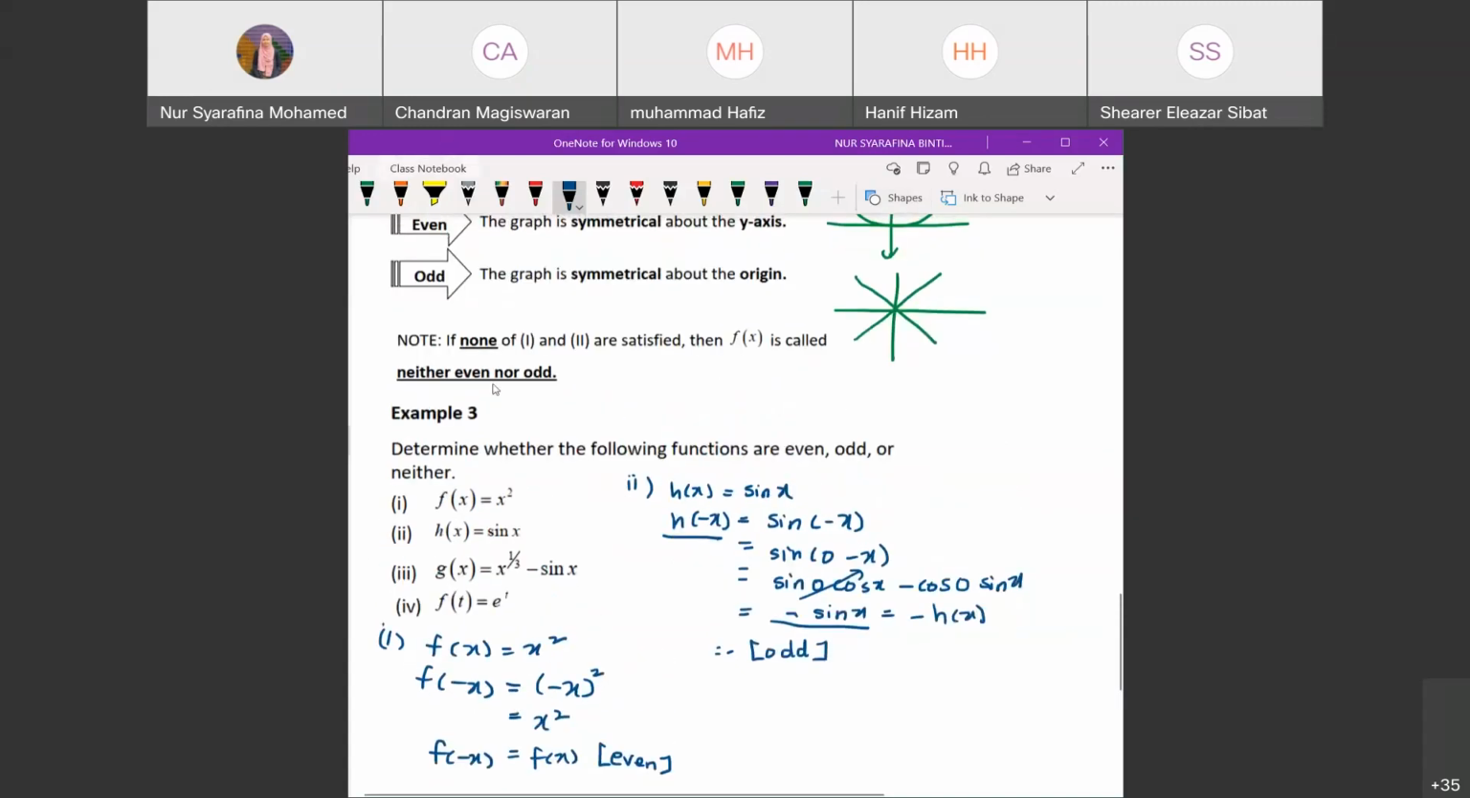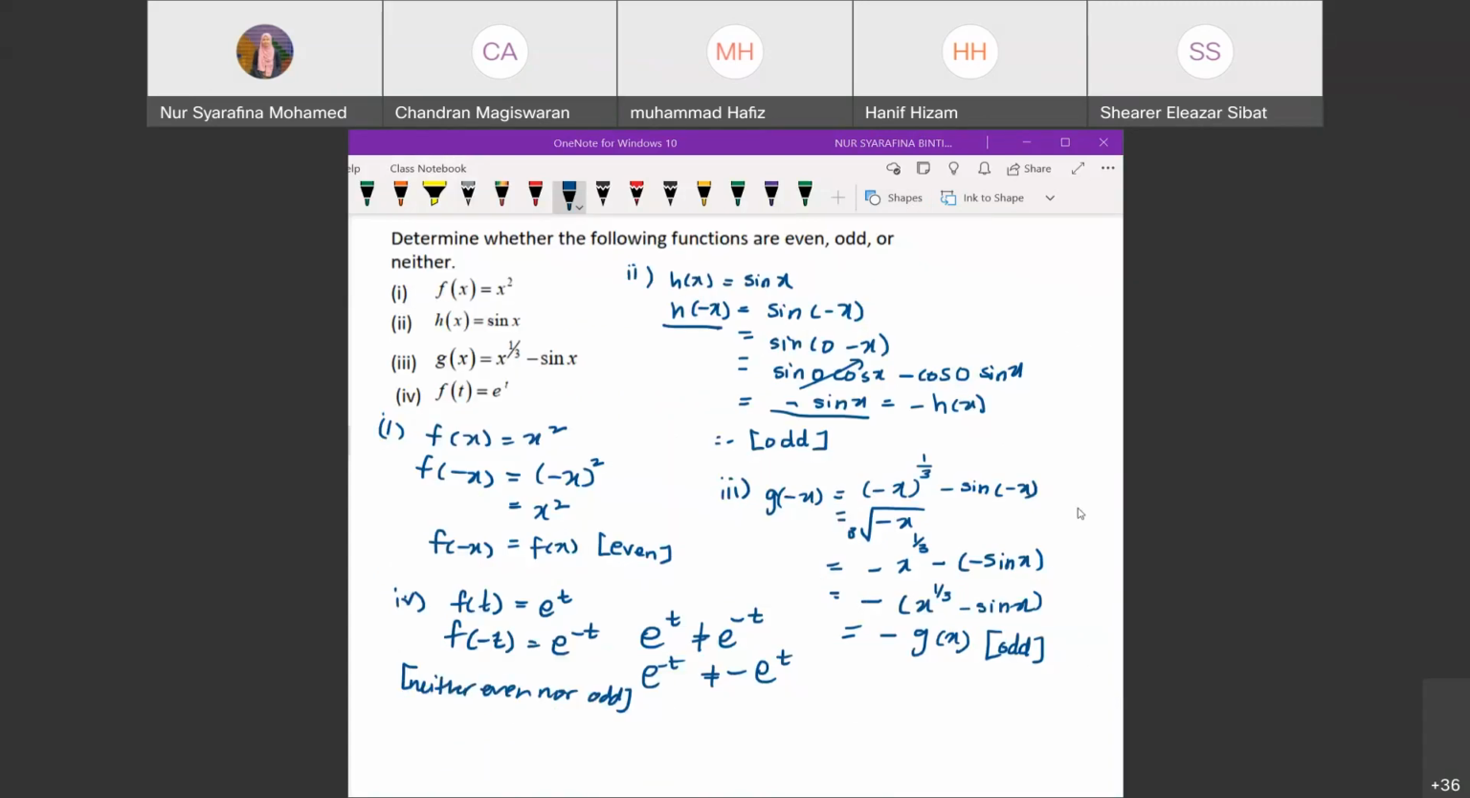Start with using h(-x), f(-x), g(-x). So try to substitute negative x in the original function and then let's see what happens. So this is how we obtain the characteristic of the function, even or odd. Okay, now let's take a look at the properties.